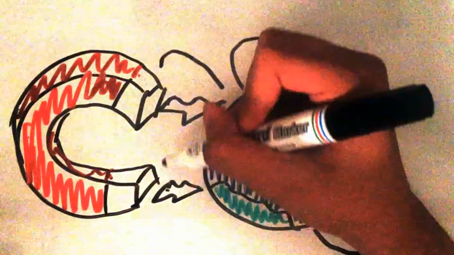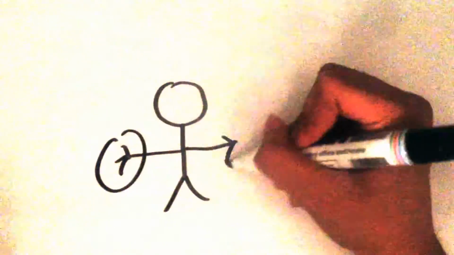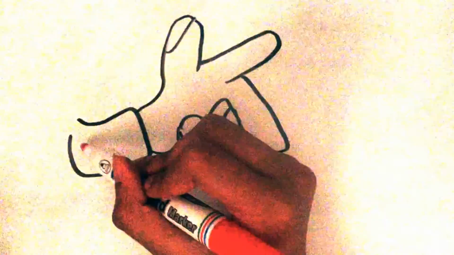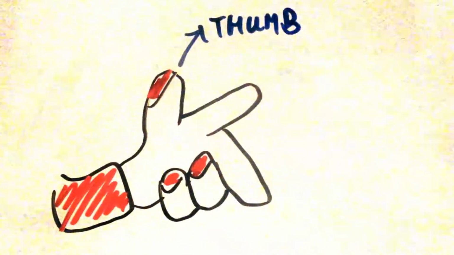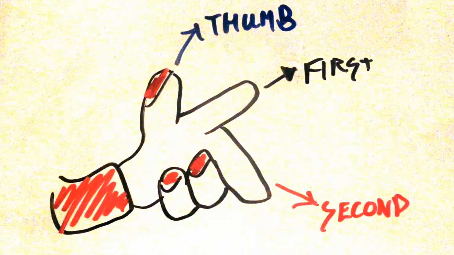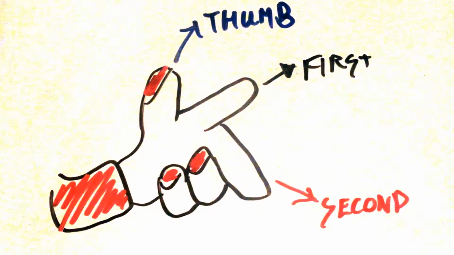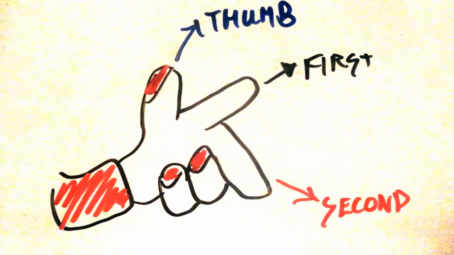Magnetic fields also give rise to currents, which we can predict the direction of using Fleming's left-hand rule. The first finger being the magnetic field, the second finger being the current, and the thumb being the thrust, the motive force. So how does a coil rotate in an engine?